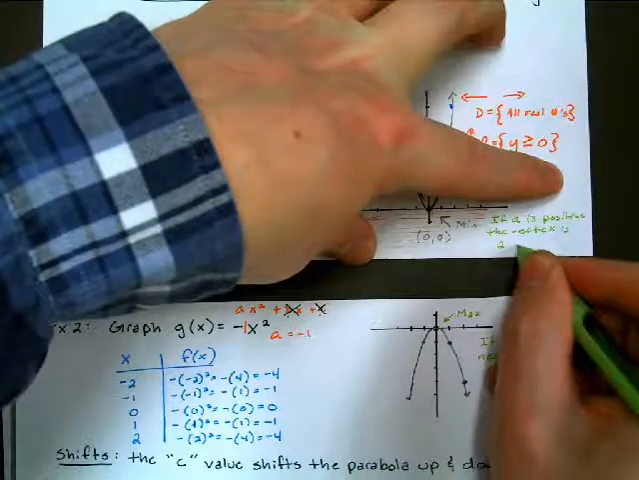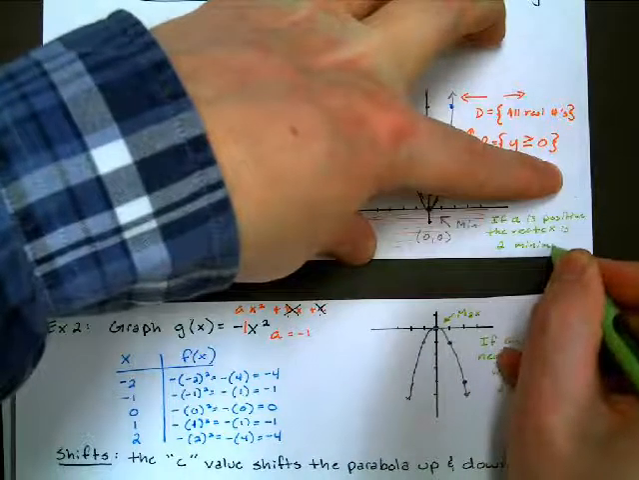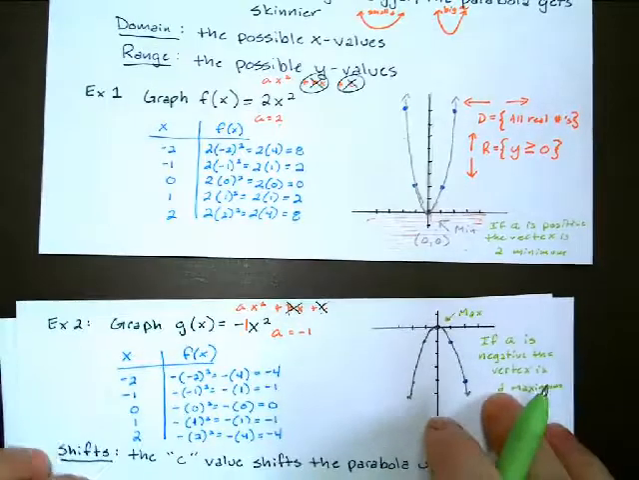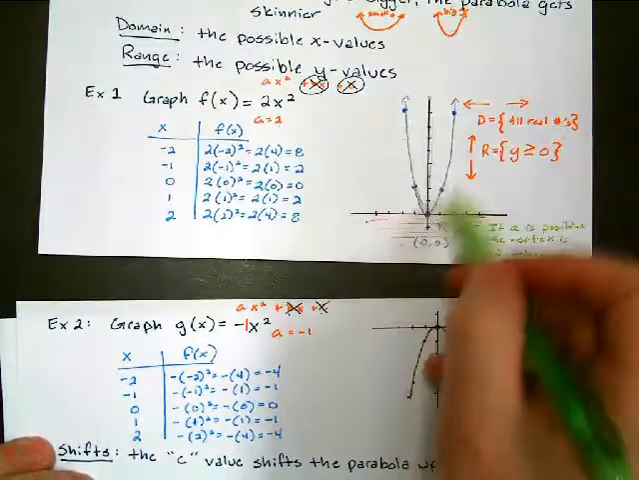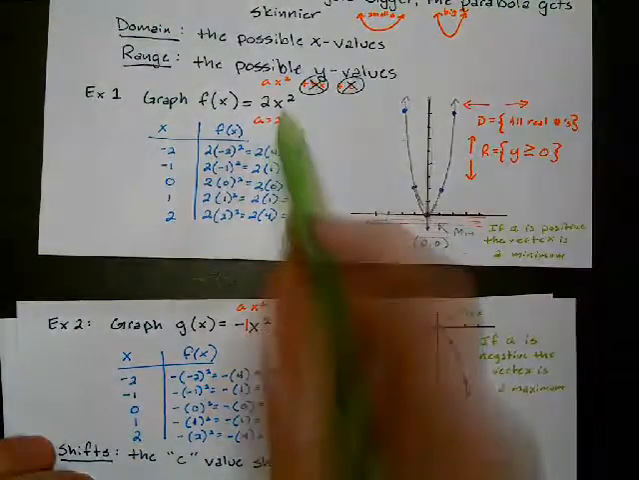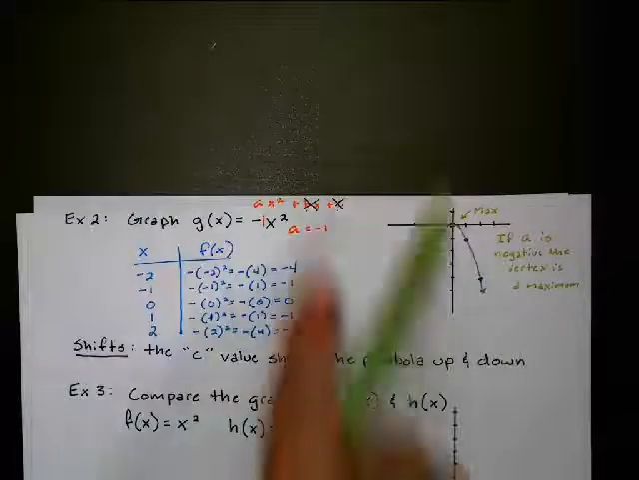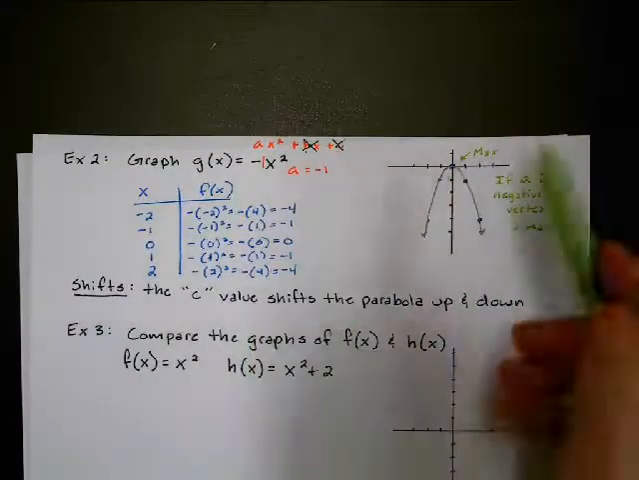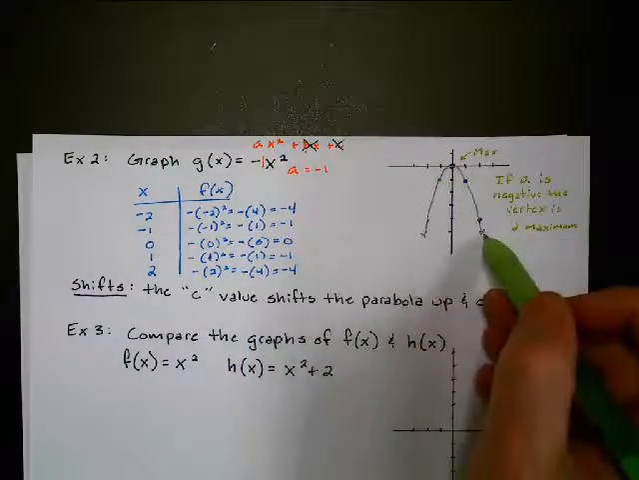So a positive a value, we get it facing up because our a was 2. A negative a value on this one gets us facing down, so we had a maximum instead. Let's look at our domains and our ranges.